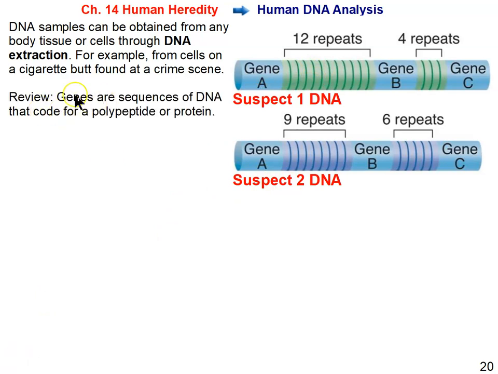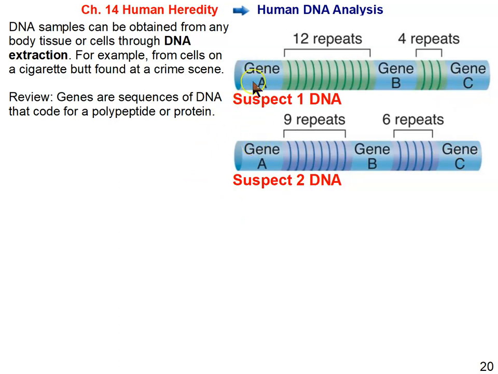And just to remind you what genes are, notice that there are genes in these DNA sequences, and genes are sequences of DNA that code for polypeptides or proteins. And the idea here is that gene A and gene B and gene C, as you can see in the diagram, there's no difference between these two individuals. And DNA fingerprinting really doesn't rely on differences in genes.